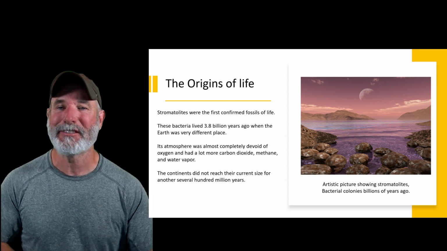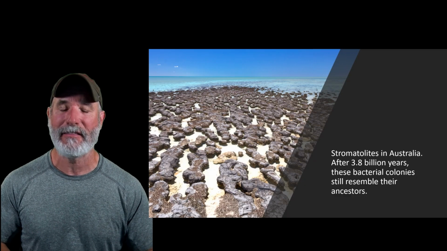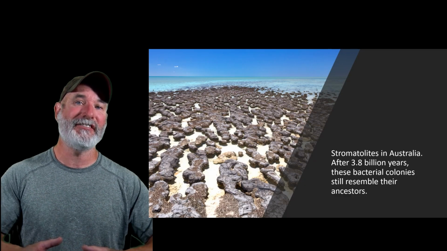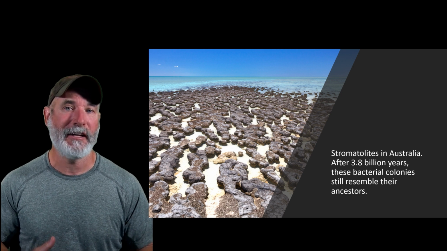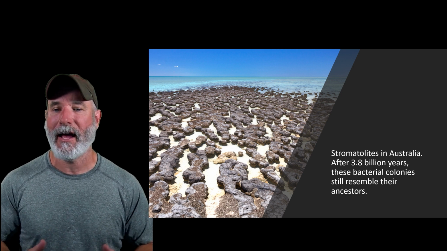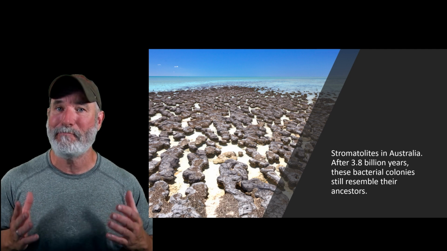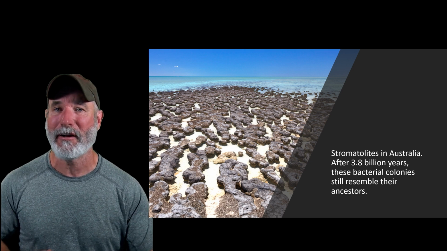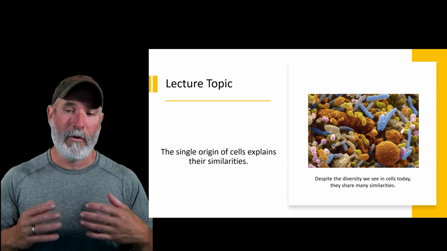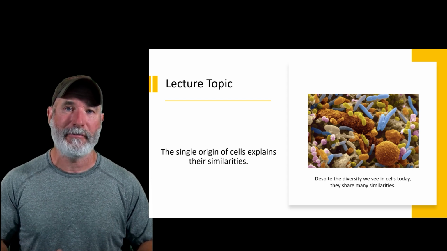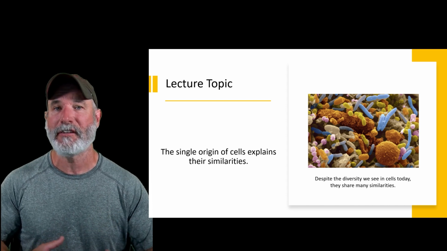And this is an artistic picture of what we think the first life may have looked like way back in the Archean. And surprisingly, there are these stromatolites that are still around today, and Shark Bay, Australia has them. There's some in San Salvador in the Bahamas, and they basically look the same as they did 3.8 billion years ago.